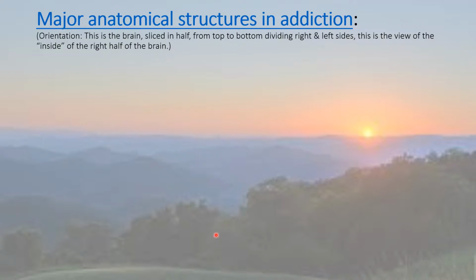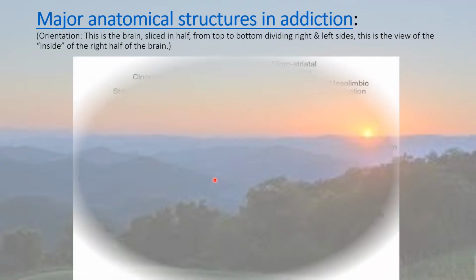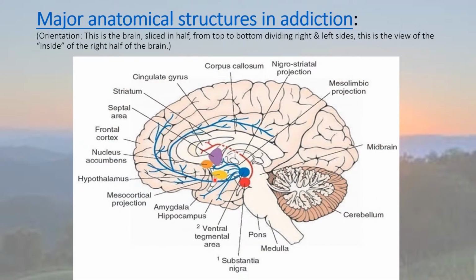The ventral tegmental area is right in here. The hippocampus right there. The amygdala is the center of emotions. Mesocortical projections. Meso basically means middle or from the very central portion of the brain. Cortical means up to the cerebral cortex.